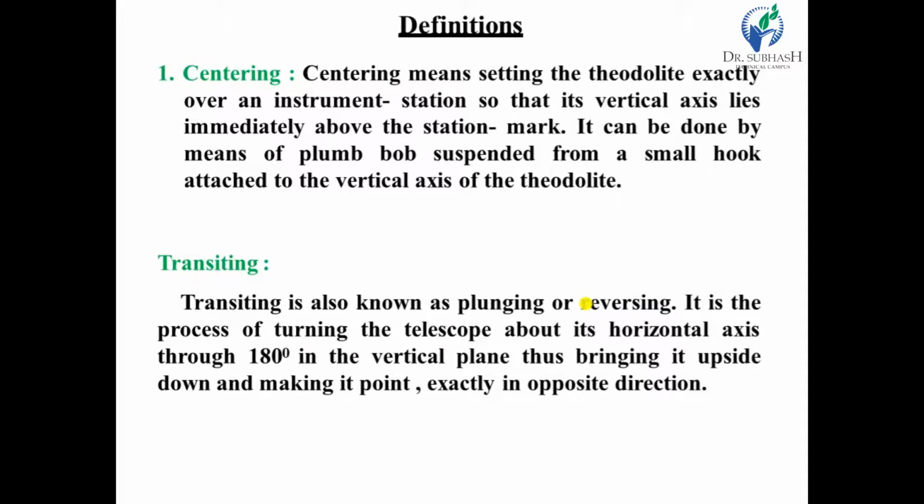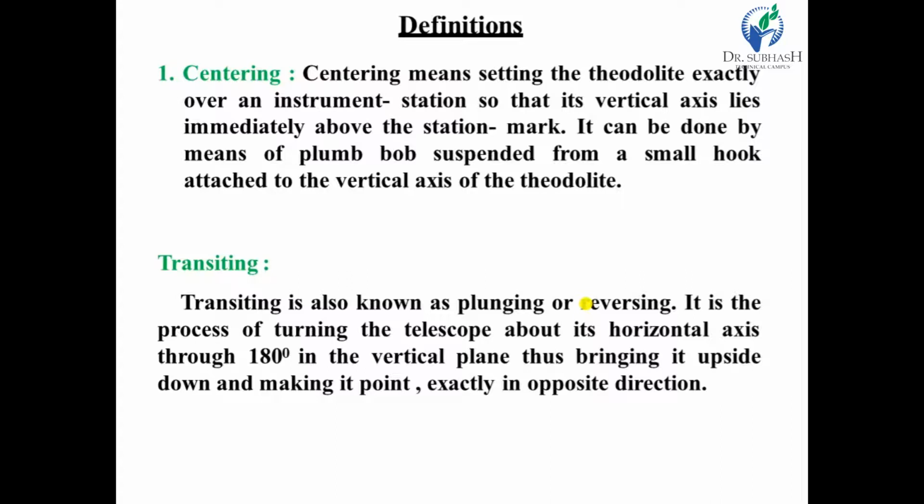Next thing is centering. These are the terminologies we have to understand for using a theodolite. What is centering? Centering means setting the theodolite exactly over the instrument station so that its vertical axis lies immediately above the station mark. It can be done by means of a plumb bob suspended from a small hook attached to the vertical axis of the theodolite.